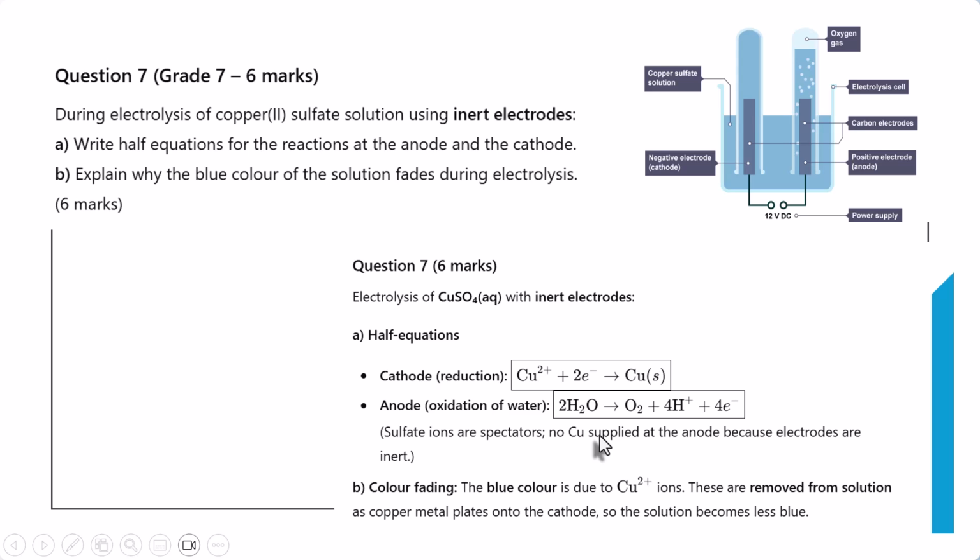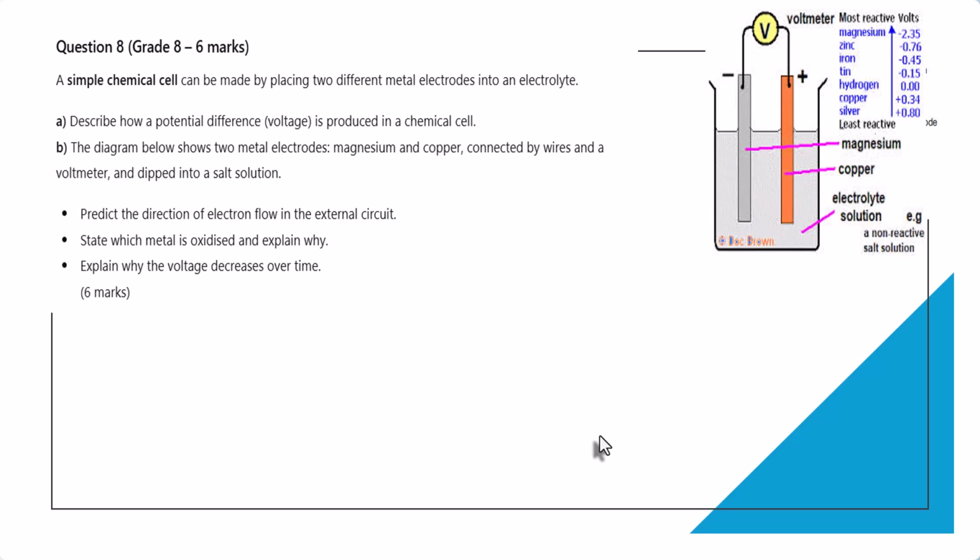Okay, now we're going to go to question 8. Wow, question 8. Hopefully I'm going to be able to do this quickly. Question 8 says, a simple chemical cell can be made by placing 2 different metal electrodes into an electrolyte. Now, this is triple. If you do combined, you don't need to carry on anymore. Questions 8, 9, and 10 are purely triple. So if you're doing combined, you don't need to know this. But those who are doing triple need to pay attention.